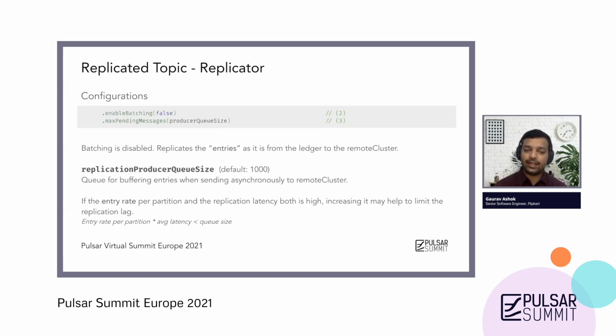So if you happen to have a high entry rate per partition, right? The entries are very small, you are not getting much batching, and the entry rate is high. And the average latency across the cluster was also high. Then the queue size of 1,000 may become the limiting factor, and you might start to see replication lag. So just a simple formula: if the entry rate per partition times the latency is in the ballpark of the queue size, then you should be fine.